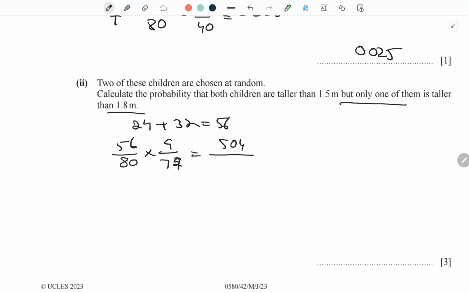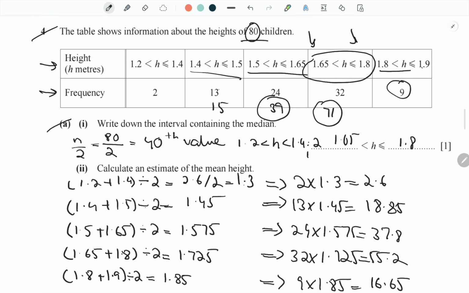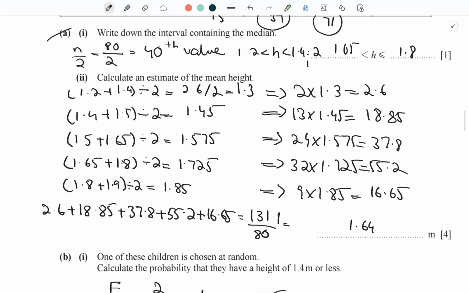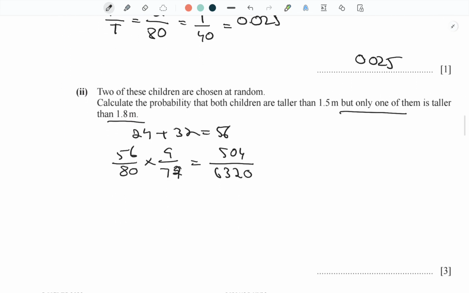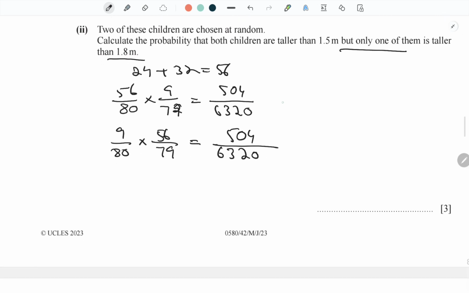Okay, and 80 times 79 equals 6320. Right, now we have the second possibility, which is 9 over 80 and 56 over 79. This is the other possibility. So 9 times 56, we get 504, and 80 times 79, we get 6320. So you see that both are the same, so we just add them together.